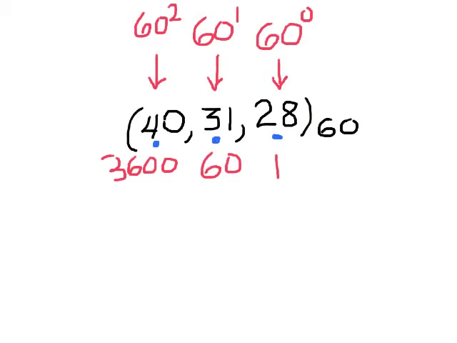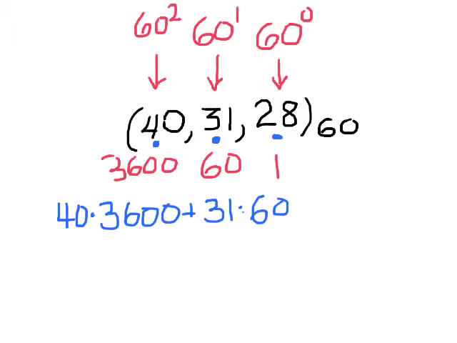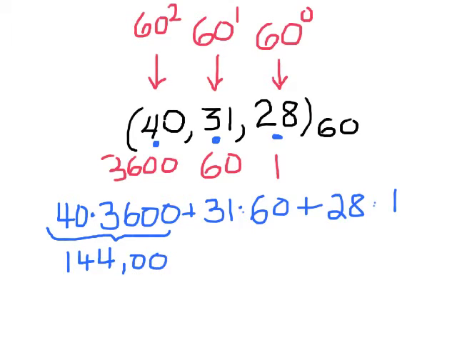So the way we can write this would look like 40 times 3,600, plus 31 of the 60s, and then finally 28 in the ones place. And so this piece right here, when you do this multiplication, is 144,000. Let's write that out. When you multiply 31 by 60, you get 1,860, and of course 28 times 1 is equal to 28.